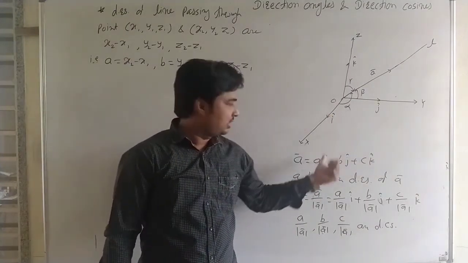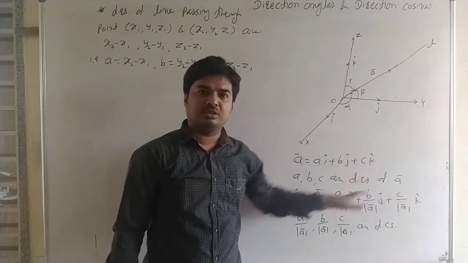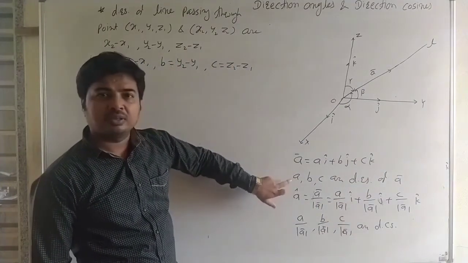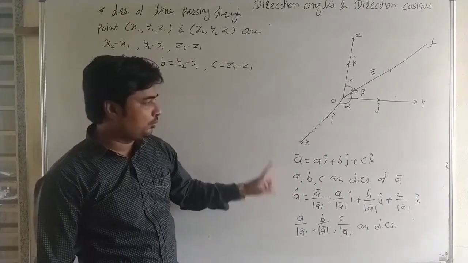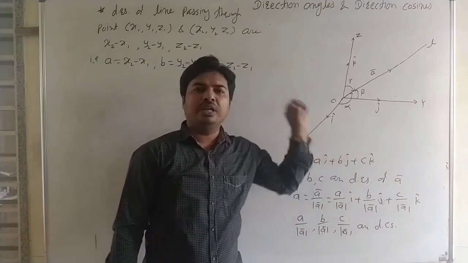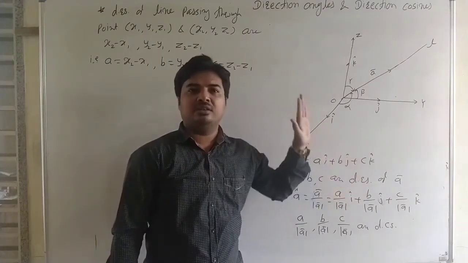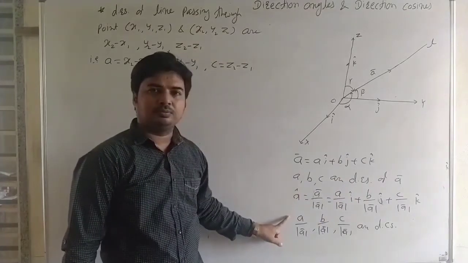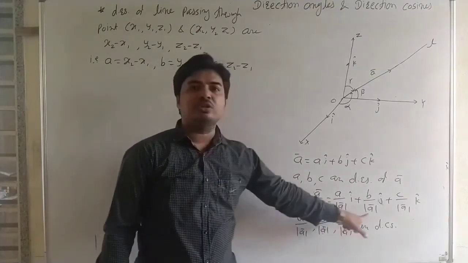Magnitude of a square is a square plus b square plus c square, therefore it is 1. Here the components of a vector are the direction ratios. The components of the vector, the coefficients of i, j and k of any vector, are the direction ratios of that vector, and the components of the unit vector are the direction cosines of that vector.